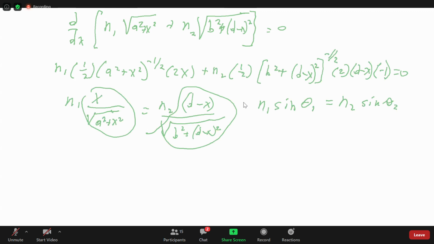Anybody recognize that law? Let's give it a name. Anybody remember this from high school physics? Not Lenz. Snell, yes, thank you. This is Snell's law.